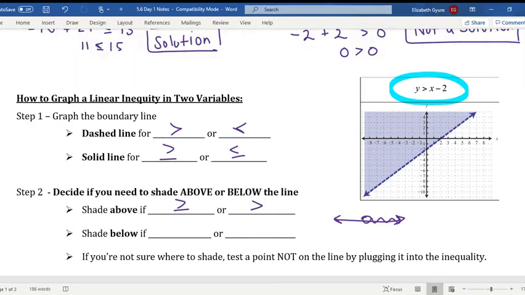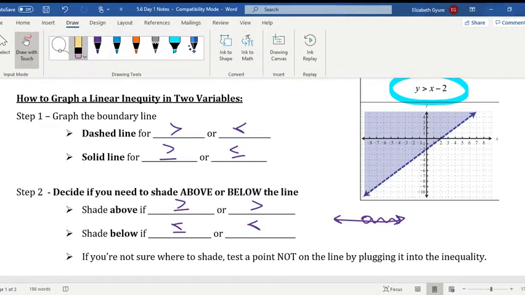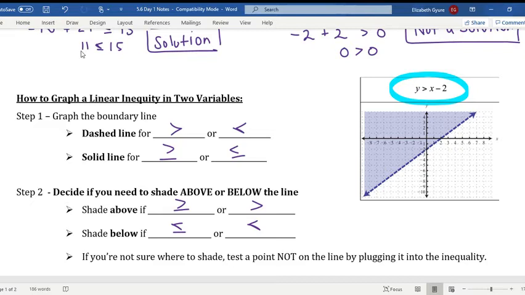Shade below if it's less than. So a less than or equal to, or just a regular old less than. Because again, think less than, think smaller numbers, so you shade below. Okay. And if you're not sure, we can always test a point. But I think most of the time we end up being okay with where to shade.